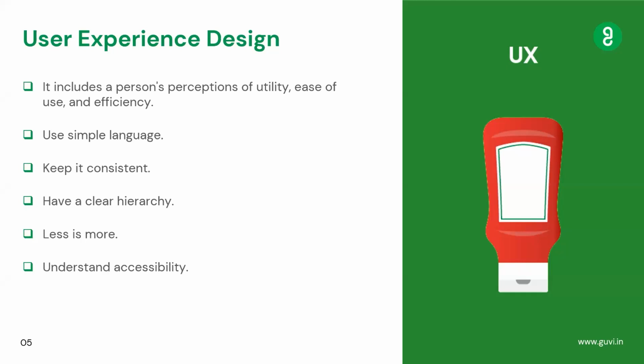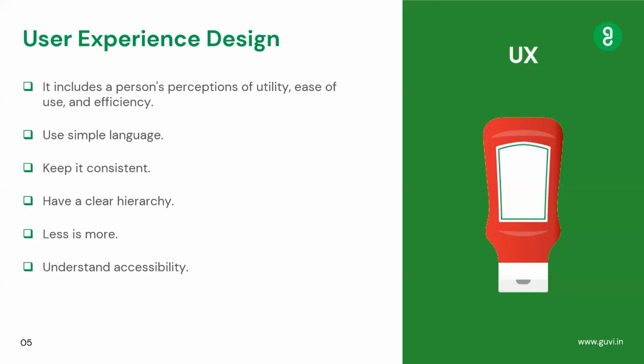It shouldn't be confusing, like you go to the women's section, and there are shoes first, and then inside the shoes there are jeans. No, it doesn't work like that. It should have a clear hierarchy. And less is more. As I said earlier in the UI part also, less is more, because the user should not get diverted from the product. It should be focused on what the page or the application is supposed to do, nothing apart from that.